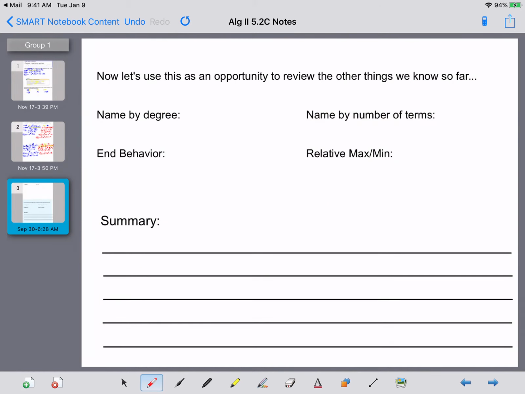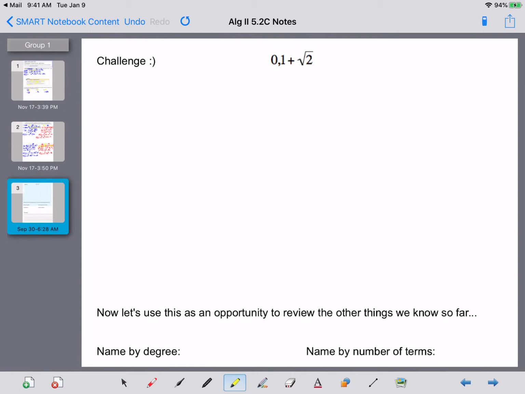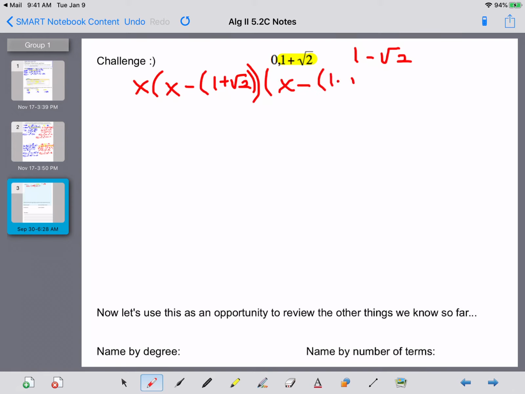All right, we're going to try one more that has a little bit of an extra challenge to it. We have a zero of 1 plus root 2, so we are going to have its conjugate, 1 minus root 2. So we're going to have 3 zeros, which means 3 factors. The first factor of 0 came from just a plain x. The second factor would have come from an x minus the zero, which was 1 plus root 2. And our third factor would be x minus the zero, which is 1 minus root 2.